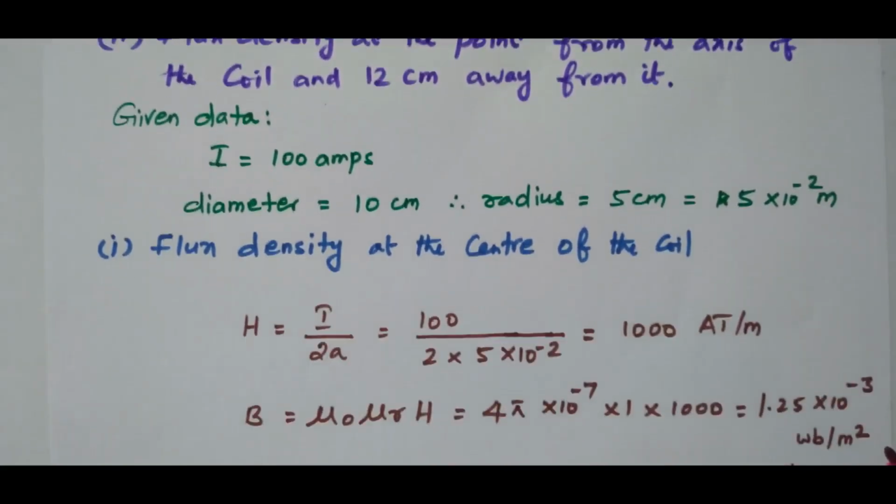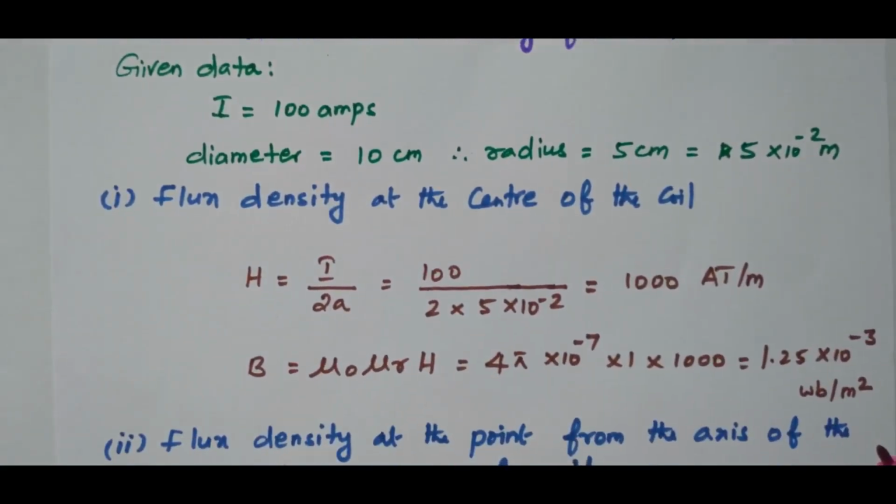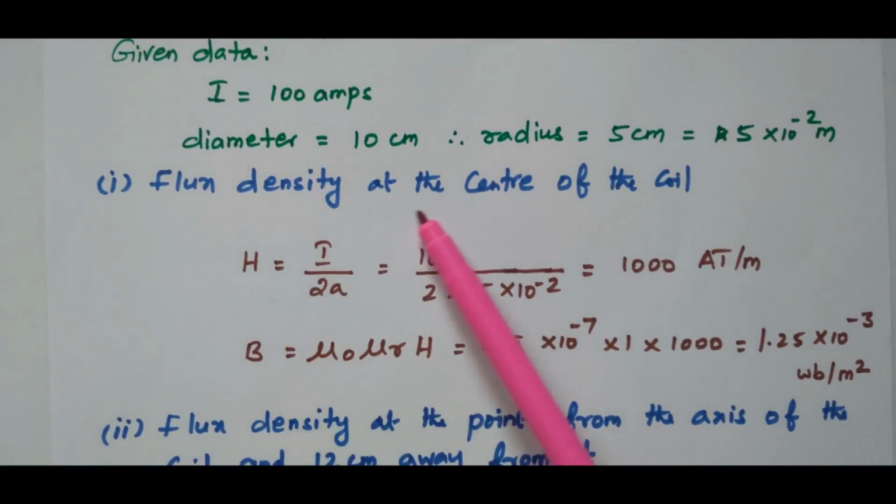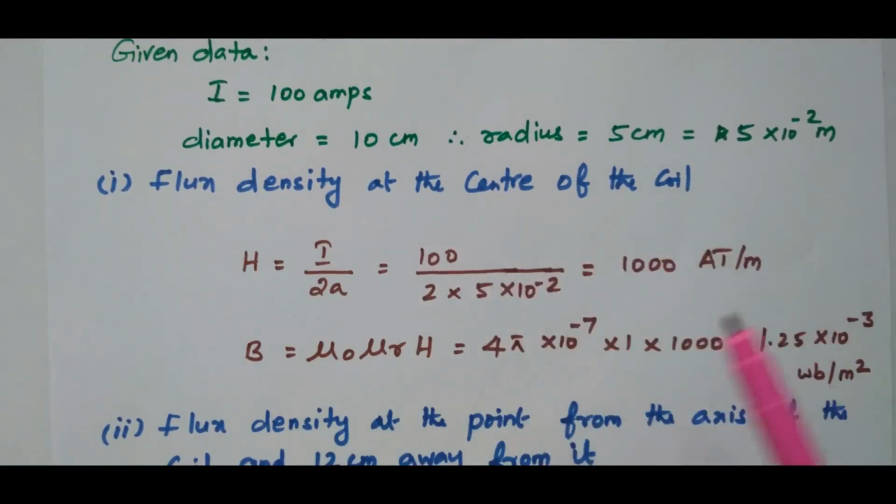Now we'll go to the first division. Magnetic field intensity at the center of the coil. What is the formula? I divided by 2a. At the center of the coil, height is 0. So only we have I divided by 2a. Already we got the expression. So I is 100 divided by 2 into a. A is nothing but radius, 5 into 10 to the power minus 2. So by simplifying, what we got? 1000 ampere turns per meter. This is the magnetic field intensity.